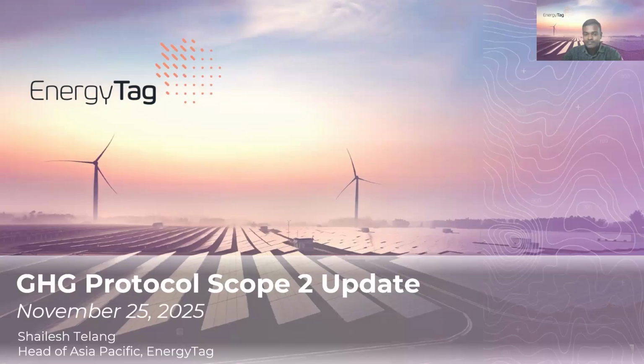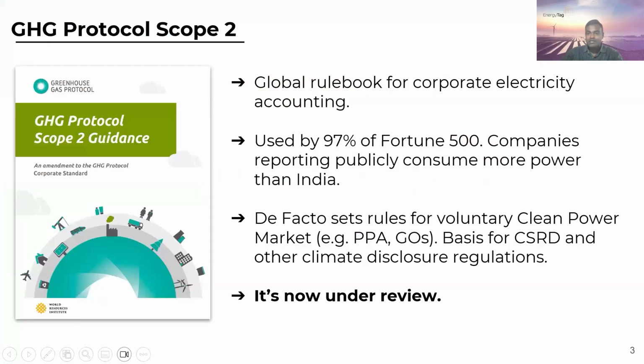So, the GHG Protocol. Let's look into the introduction part. We already talked about what the Greenhouse Gas Protocol is, but basically it is a global set of rules, a global rule book for electricity accounting. Actually, it is used for emission accounting. It's part of the Corporate Greenhouse Gas Accounting and Reporting Standard when it was originally launched. It was added later in the corporate GHG standard as an addendum, and that's the reason it is known as the Greenhouse Gas Protocol Scope 2 guidance.